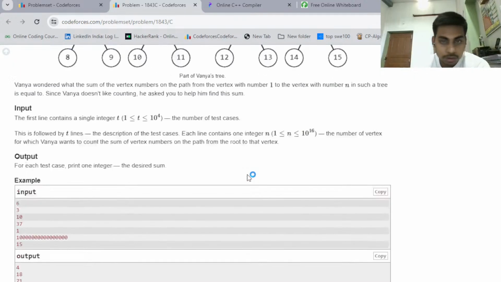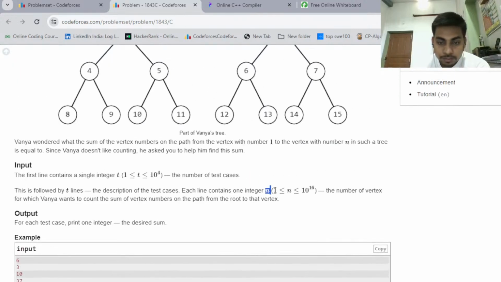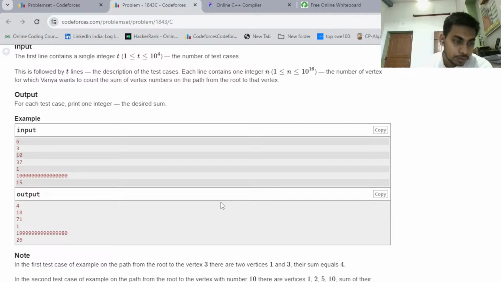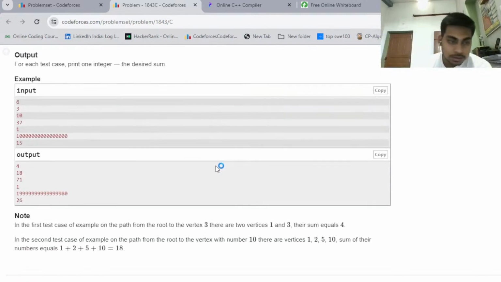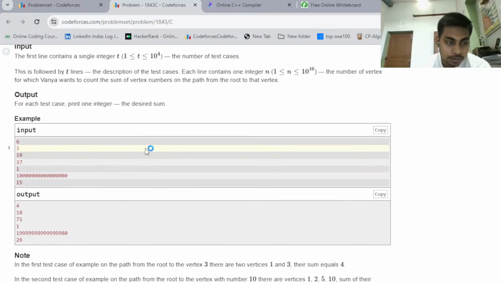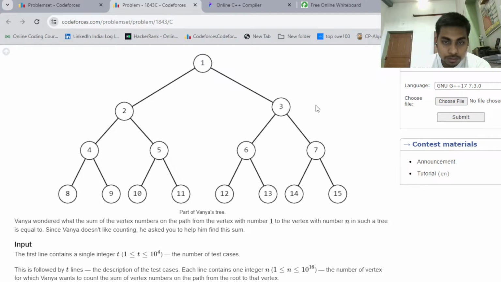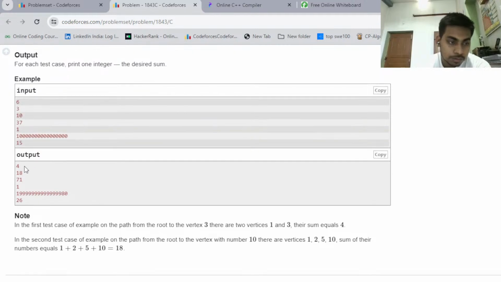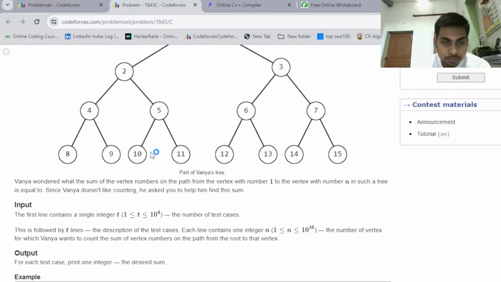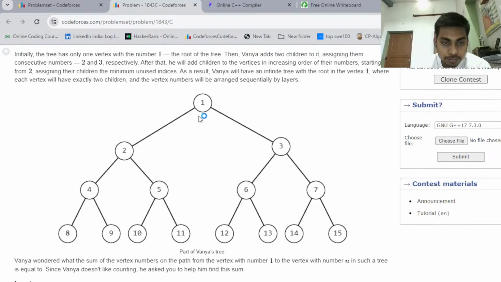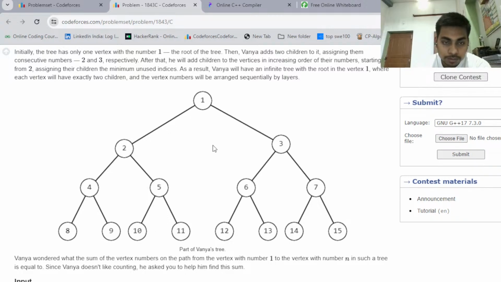So how can we solve this question? You can see the range of n is from 1 to 10 raised to the power 16, so it's a huge value. Let's understand with an example, say 3. If we take 3, this is 1 2 3, so our answer is 3 plus 1, which is 4. Now we have 10. You can see 10 is here. From 10 we will add 10 plus 5 plus 2 plus 1. This path is our answer: 10 plus 5 is 15, plus 2 is 17, plus 1 is 18.